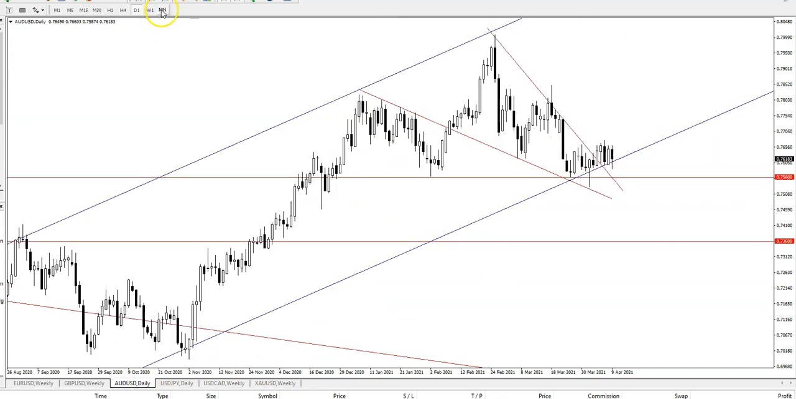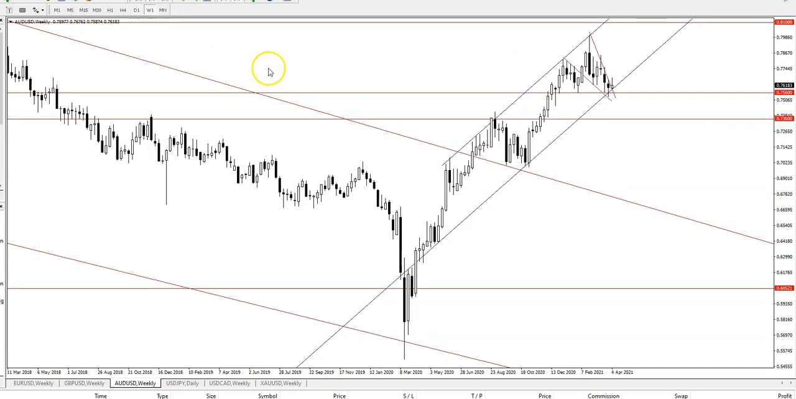Okay. Moving from that, we have Aussie dollar on a weekly chart.